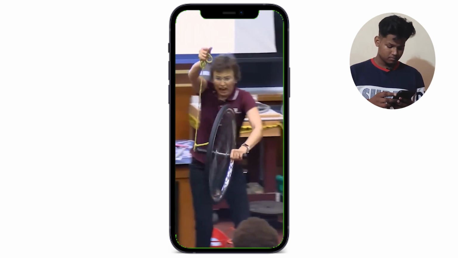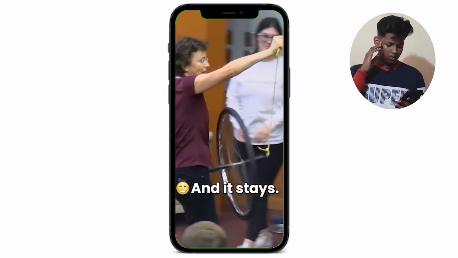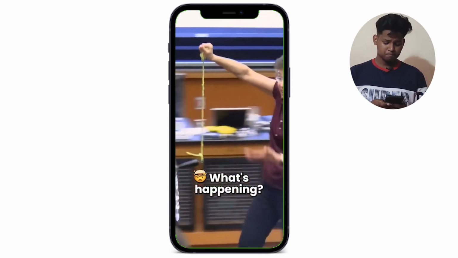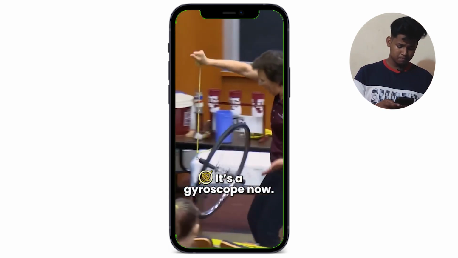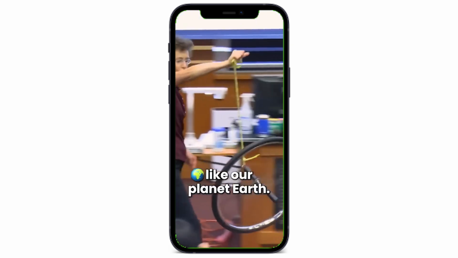Ready? I drop it. And it stays. No, what? What's happening? It's a gyroscope now. It is spinning and it is precessing like our planet Earth. Isn't it amazing and weird at the same time?